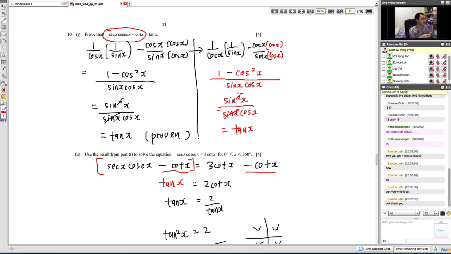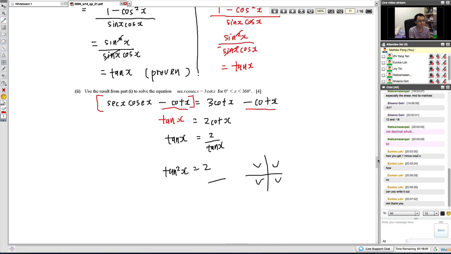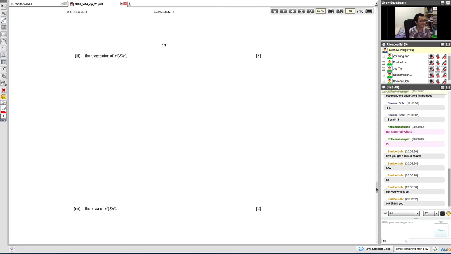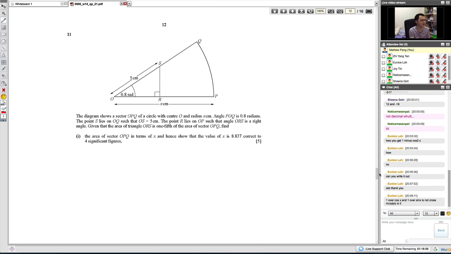Okay, then we move on. Circular measure. But I think this circular measure is not so easy, because the whole question gives you 10 marks. Anyways, have a look at this circular measure question.